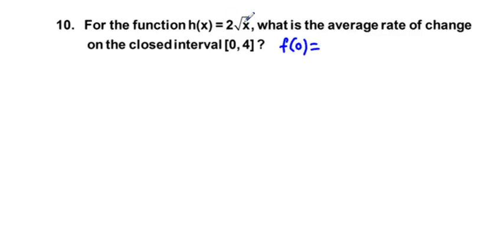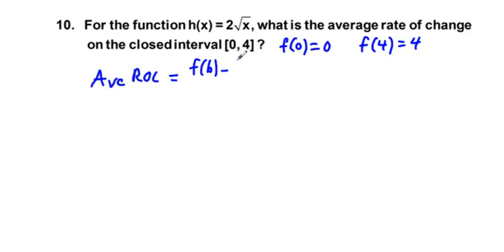is equal to 2 times the square root of 0, so that's going to be 0. And we're going to have f of 4. If we plug in 4, we're going to get 2 times the square root of 4, and the square root of 4 is 2, so we are going to get 4. Now, average rate of change, I'll put average ROC for average rate of change, is equal to f of b minus f of a over b minus a.